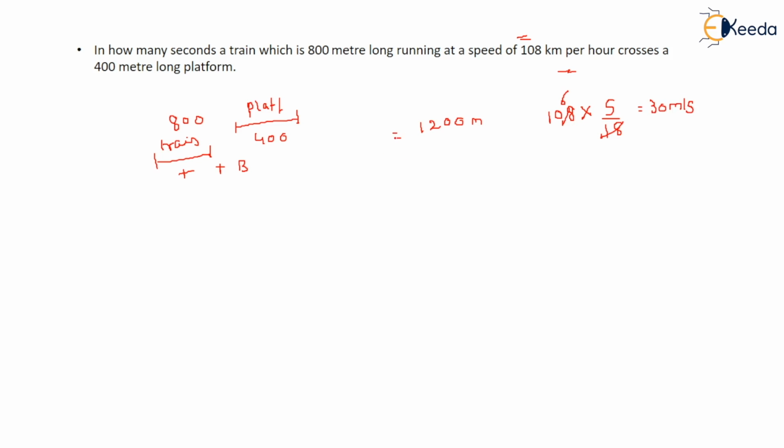And how much distance you have to cover? 1200 meter. The formula is speed equals distance upon time. It is asked to you in how many seconds, right? So we will go here, 1200 meter it has to cross, and the speed given to us is 30. This you will get to know, it is 40 seconds. 40 seconds the train will cross the platform.